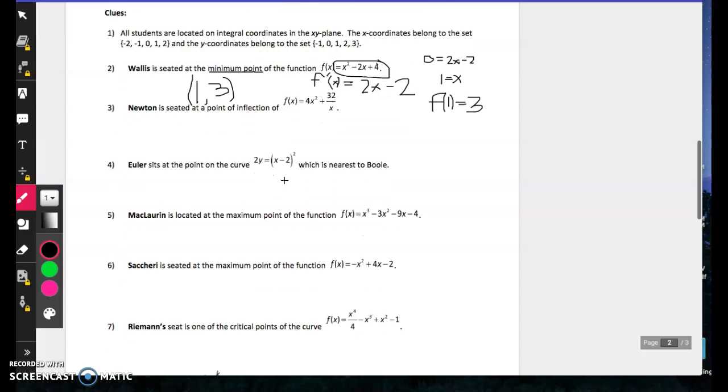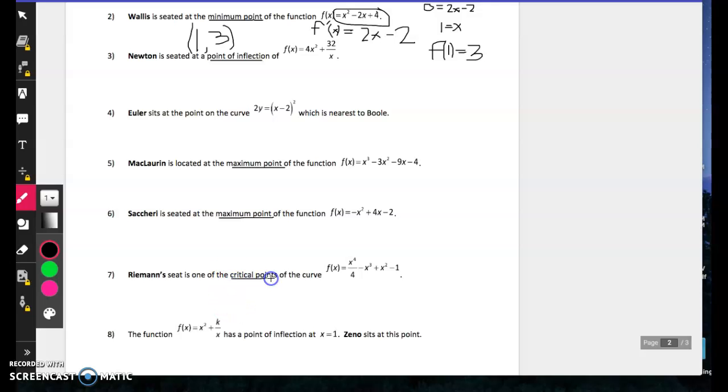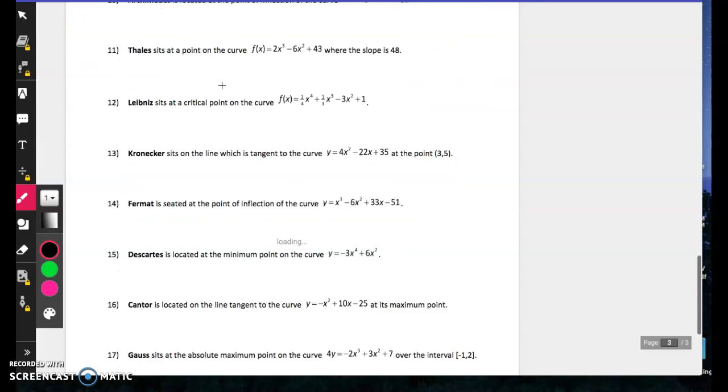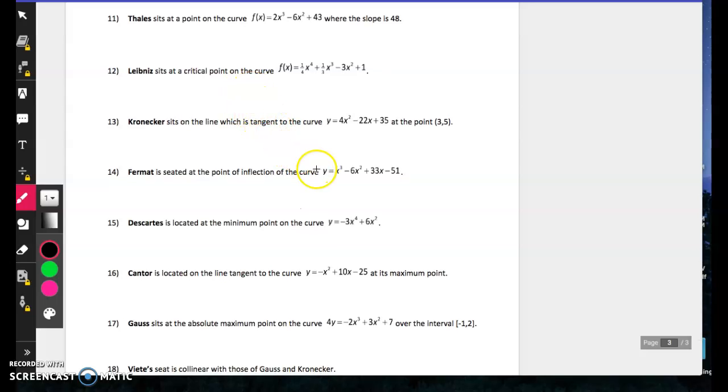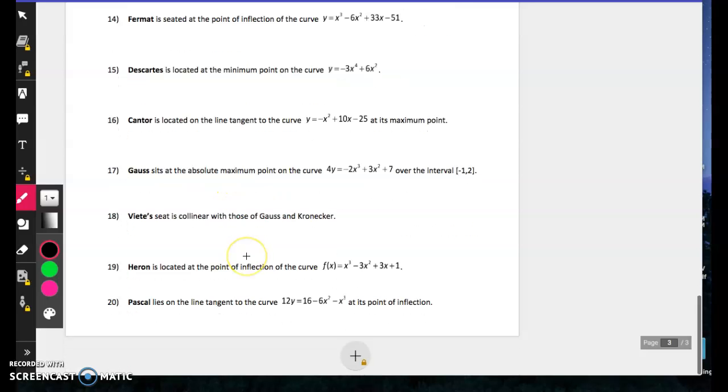And then you'll go through and do each one of these. Inflection points. Sits on the curve, this curve nearest to Bool. So you'd actually have to know where Bool is and kind of graph this. Here it's on a maximum point. So critical numbers, you'll have to find a couple of them. Anyway, so it's basically a cool little puzzle. It's good review of your skills of finding critical numbers and inflection points and mins and maxes and tangent lines and all that sort of stuff.